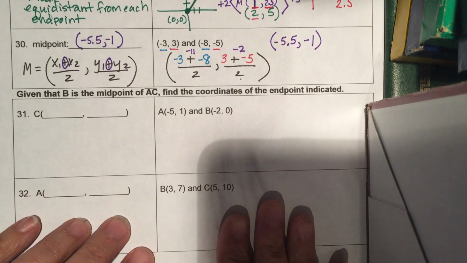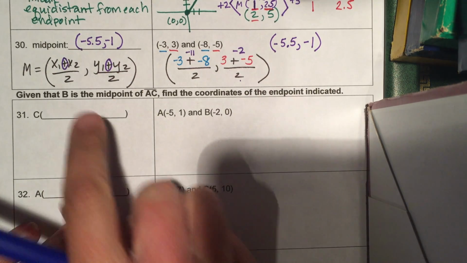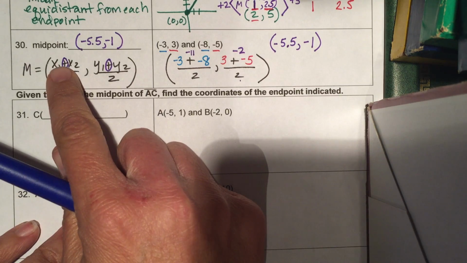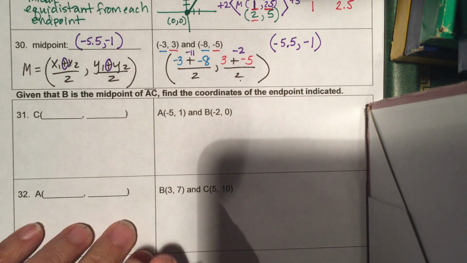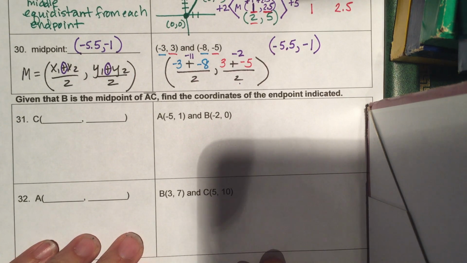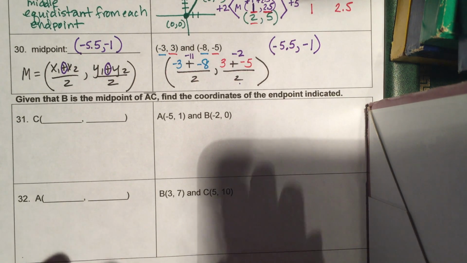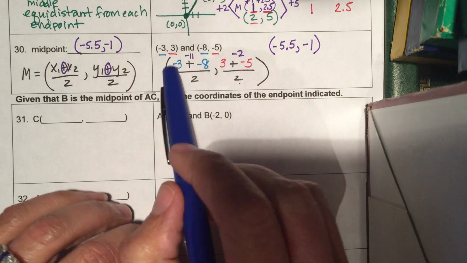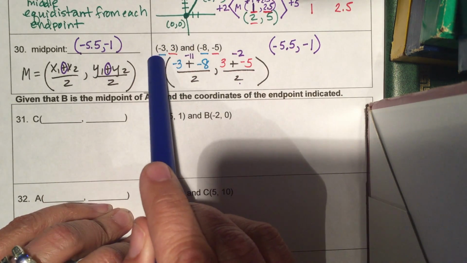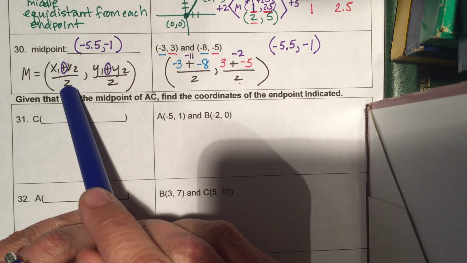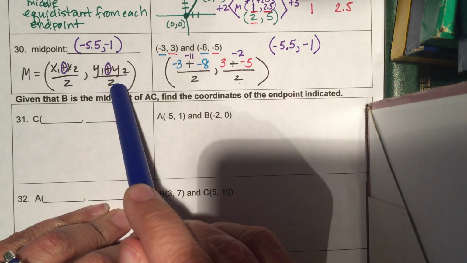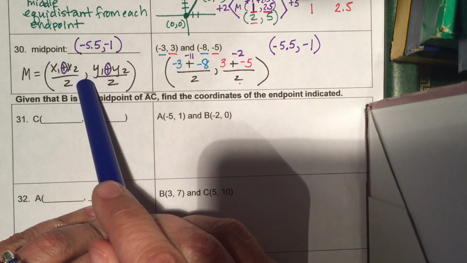So let's look at number 30. We're now going to look at the midpoint formula. Here is your midpoint formula, and I've got these circled because you've got to remember the midpoint is addition. The distance formula is difference, or subtraction. The midpoint is addition. So what we did is we looked at the x-coordinates. The midpoint formula is basically the average of the x's and the average of the y's. Remember, this is a comma.